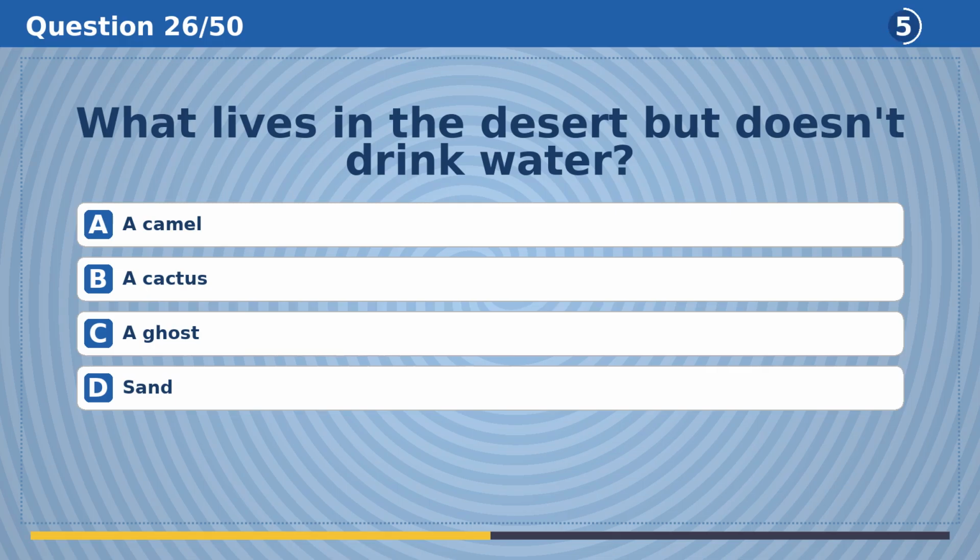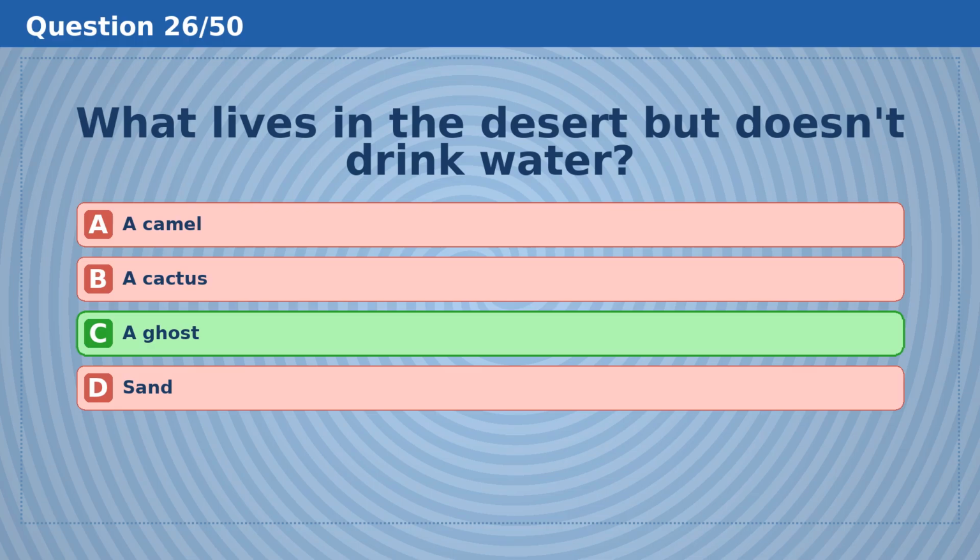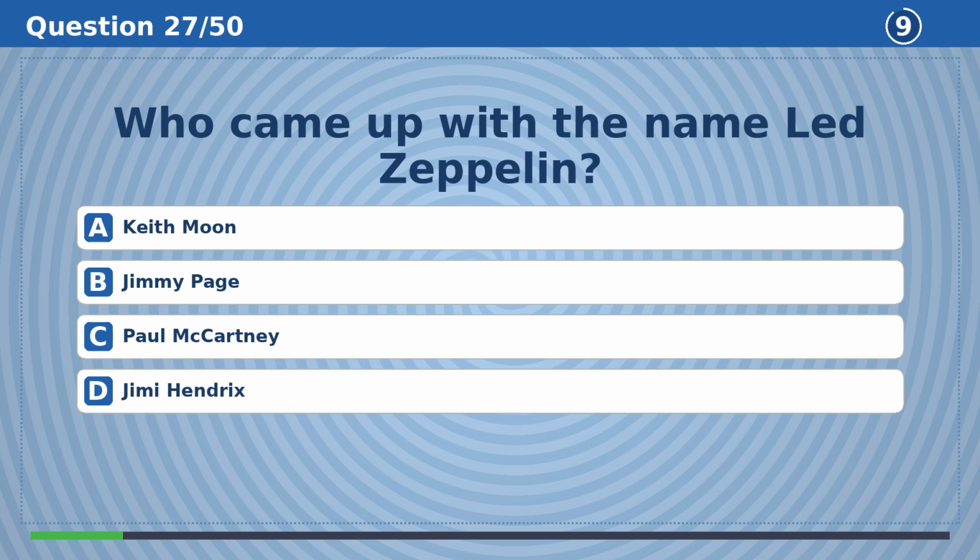What lives in the desert but doesn't drink water? The answer is C, a ghost.